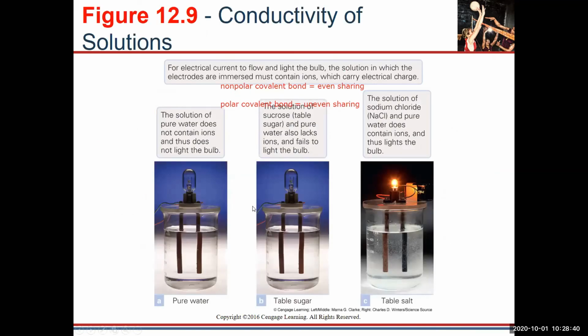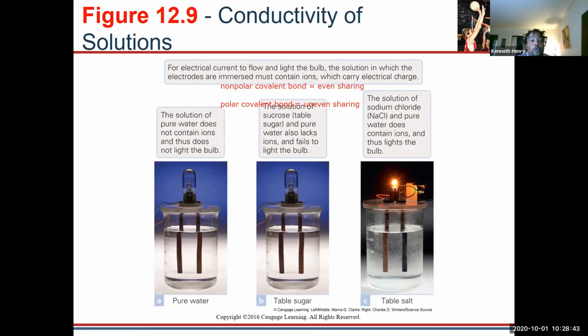So when you have polar solutions, they're not able to conduct electricity. Water, even though it forms what we call a dipole, meaning a partial positive and a partial negative, is only partial. It's not a complete charge. So it's not going to carry those electrons like sodium chloride would, because sodium is a complete positive and chloride a complete negative. So here we have pure water. No electrical charge is able to carry through it.